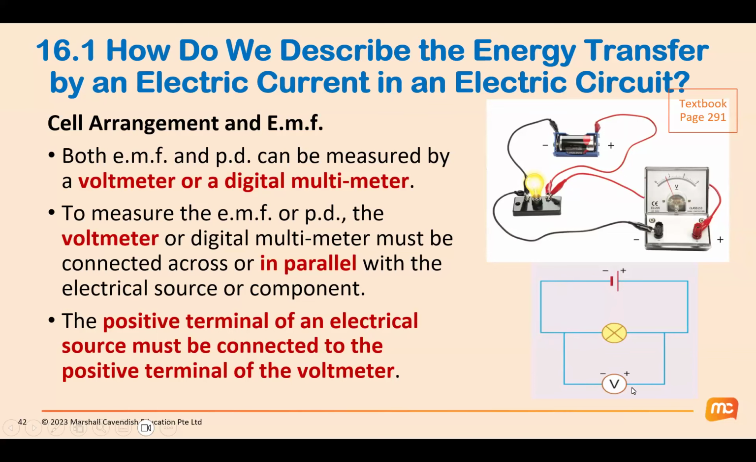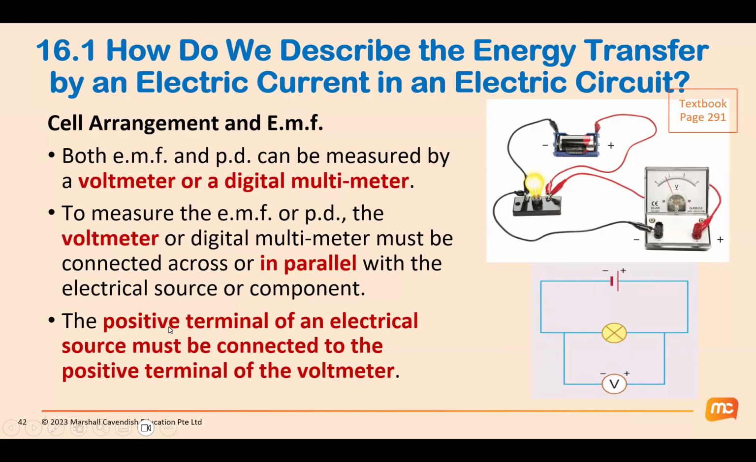When it is connected in parallel, because of the high resistance, the current would not want to flow through this voltmeter. All the current will just flow through the light bulb and back to the battery. It has high resistance because it doesn't want current to flow through it. It doesn't want to affect the circuit at all.